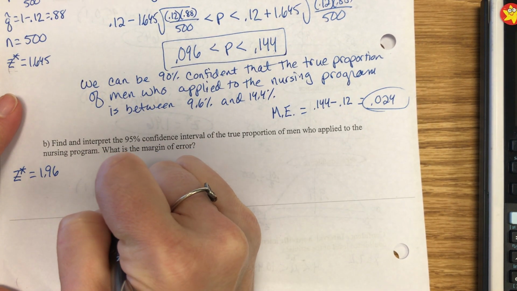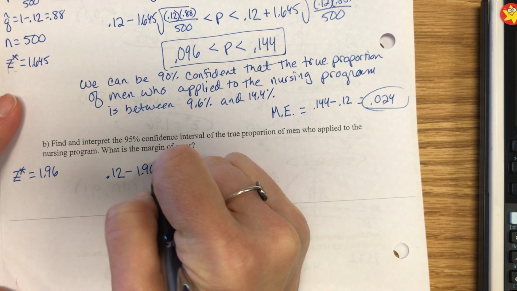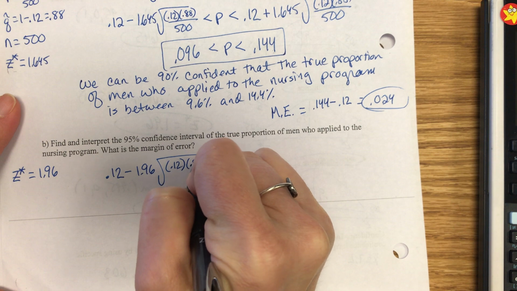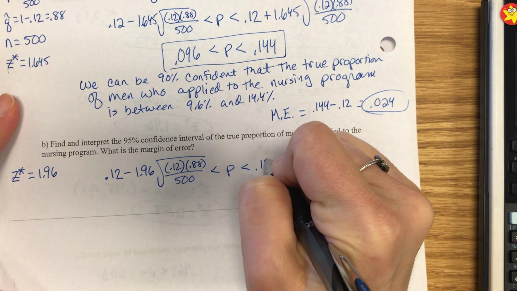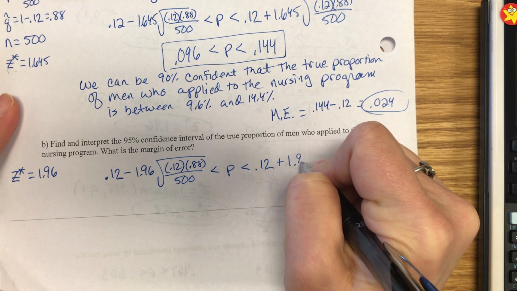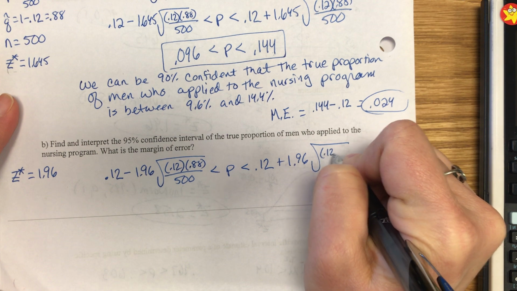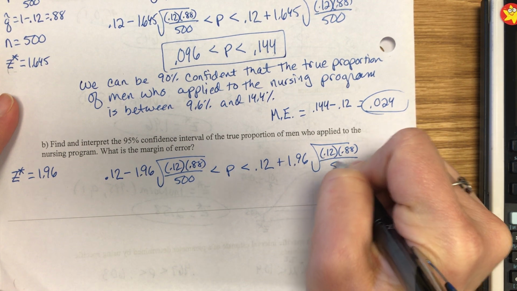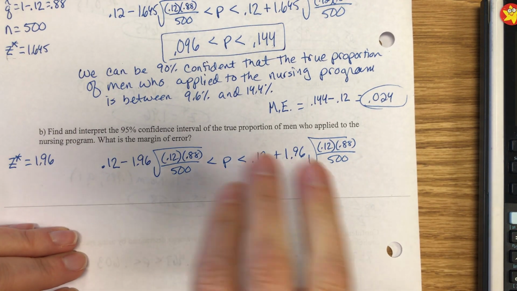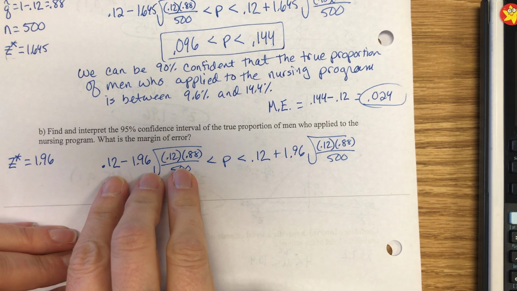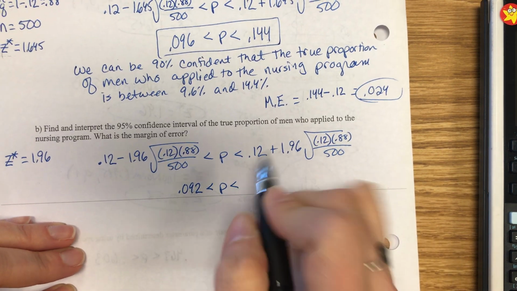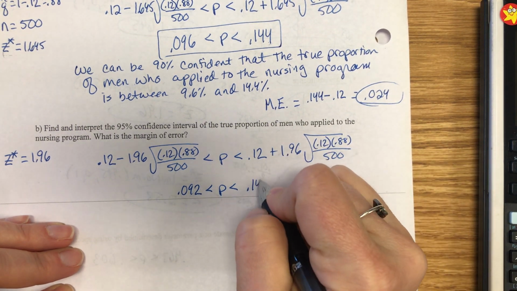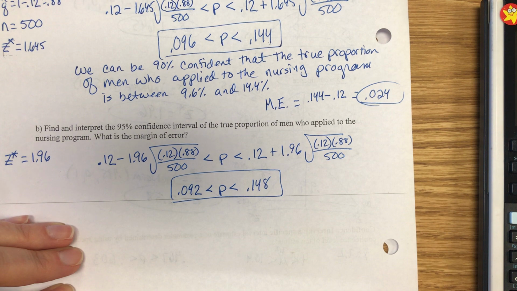So you're going to have 0.12 minus 1.96, big square root, 0.12 times 0.88 over 500, less than P, less than. Same thing on the right, but we're going to add the 1.96 this time. Big square root, 0.12 times 0.88 over 500. Put this in your calculator right now. Put the left in. You should be getting 0.092, less than P, less than. Put the right in. You should be getting 0.148. That's your interval answer.